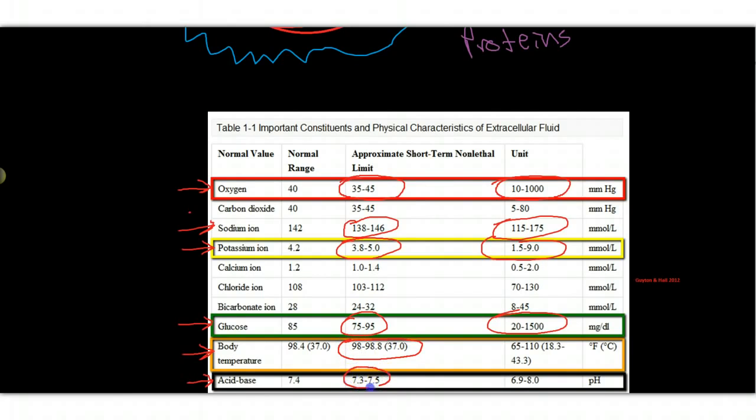And likewise for pH. Okay, so when we are talking about homeostasis, from the perspective of the cell, what is critical is the homeostasis of the extracellular fluid. And that homeostasis requires a balance of all the critical elements that are dissolved in the water which surrounds the cells.